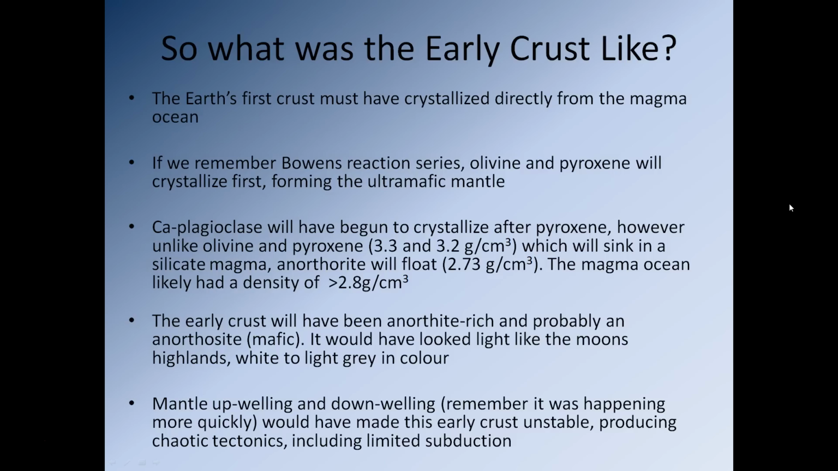So that's how the mantle formed. These big crystals of olivine and pyroxene would form, and they would naturally sink through the magma ocean, and eventually they settled out to accumulate over time and form the Earth's mantle.